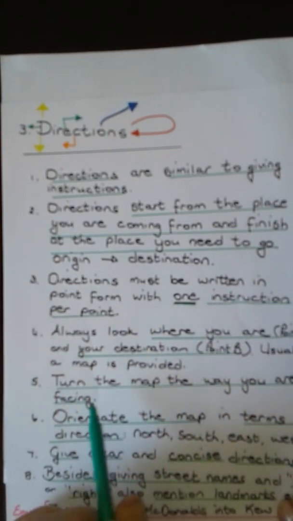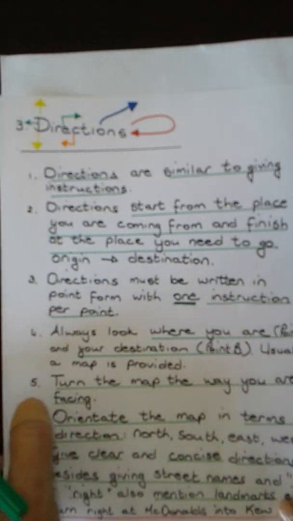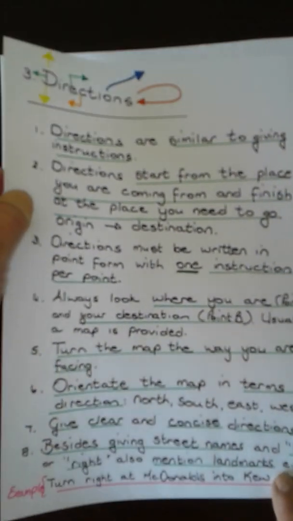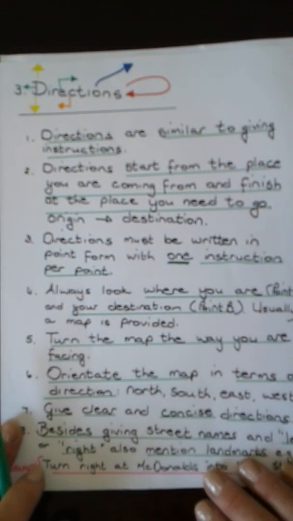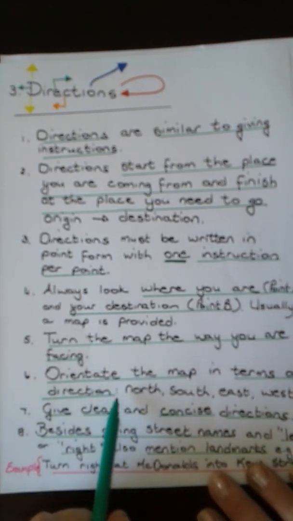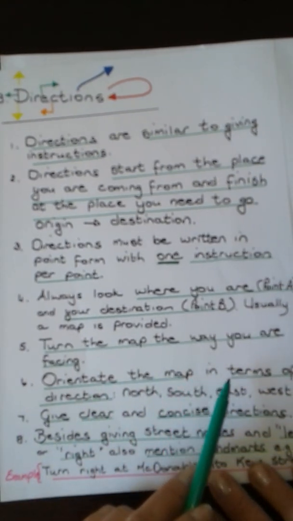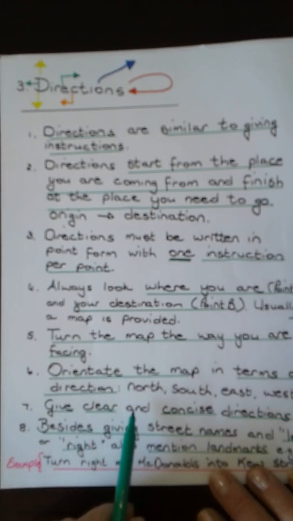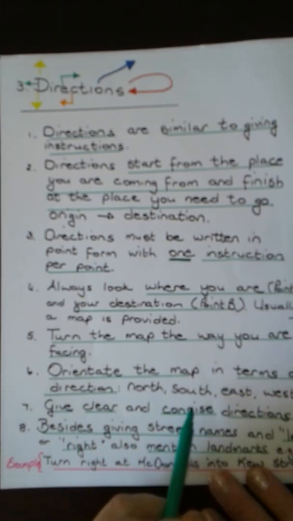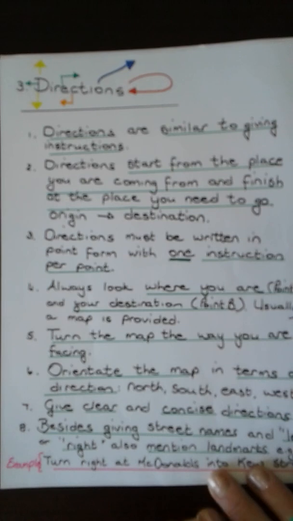Turn the map the way you are facing. I've explained it to you. I'm here. I need to be there. You can't turn the map to where you are going to. You need to have where you are now and then see how am I going to get there. Okay. Orient the map also in terms of direction, north, south, east, west, and so forth. Give clear, precise, concise directions.